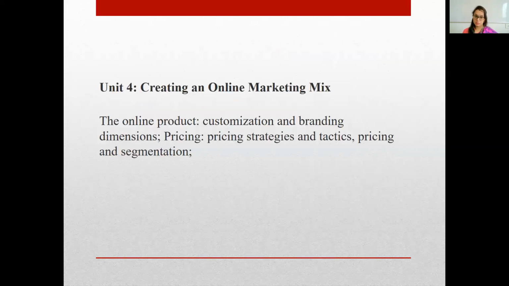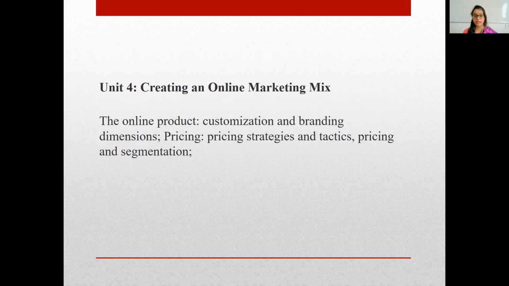Then Unit 4 talks about creating an online marketing mix. It is similar to the original marketing mix that we have covered that talks about the 4 Ps. Here also we are going to cover those 4 Ps, but at a digital platform. First one is the online product, where we understand the basics of the online product, moving towards their customization and branding dimensions, where you try to learn how customizing the online product would create a competitive advantage for the company to perform better in the market.